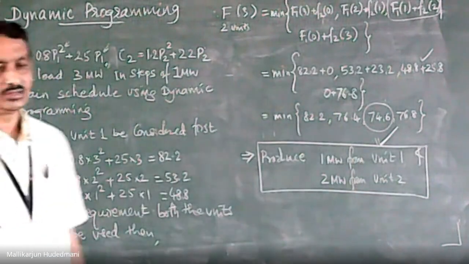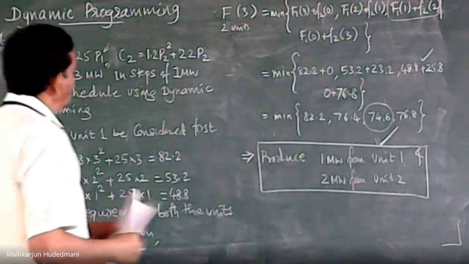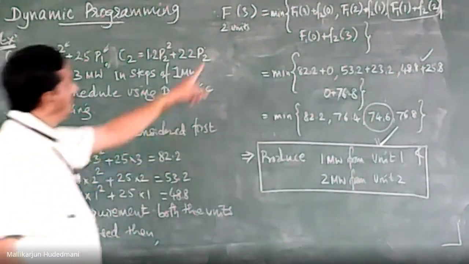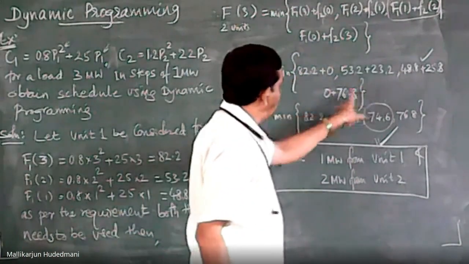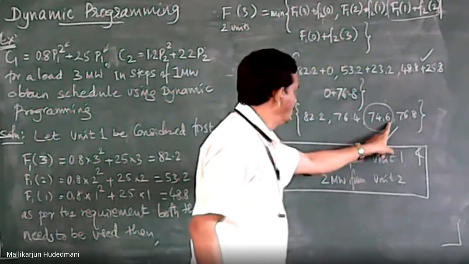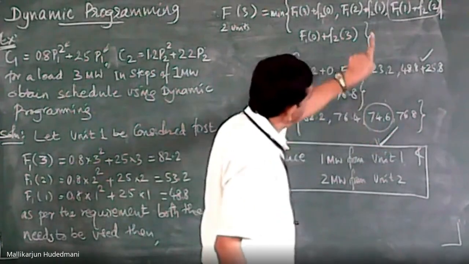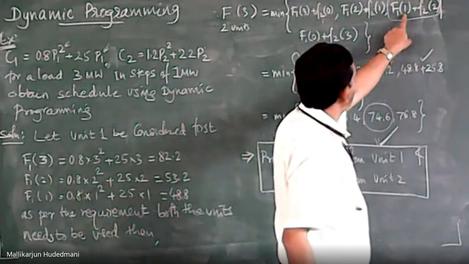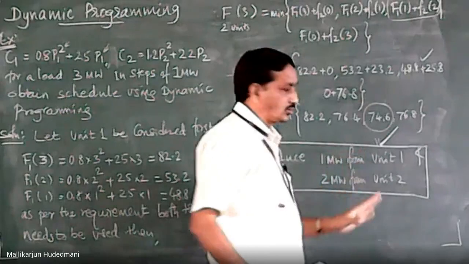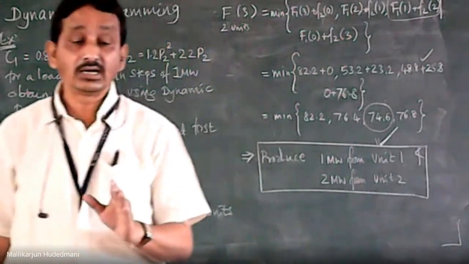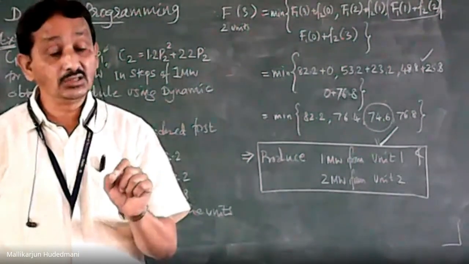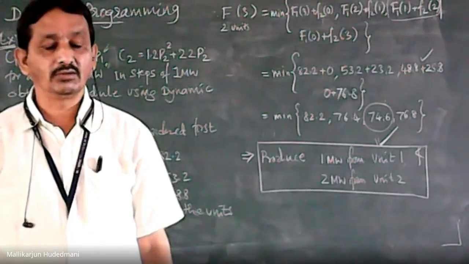The dynamic programming method has given you a conclusive state for these 2 machines for the 3 megawatt approach. You will get a combination, and from that combination the minimal possible number is 74.6. When I go in reverse from this 74.6, it gives me a combination of 1 megawatt from machine number 1 and 2 megawatt from machine number 2. When I combine them, the total production cost is the minimum. This is another way of viewing the economic scheduling under unit commitment by the dynamic programming method.